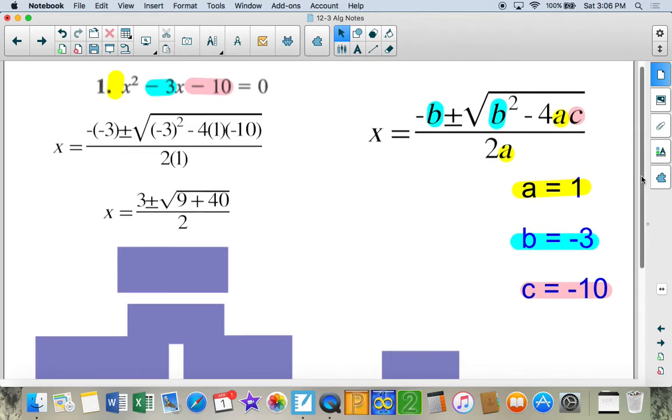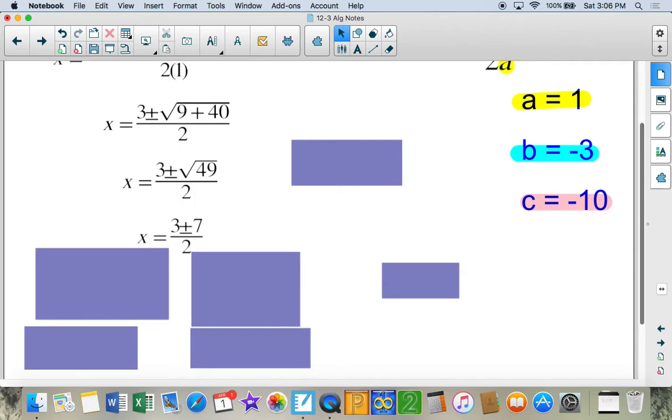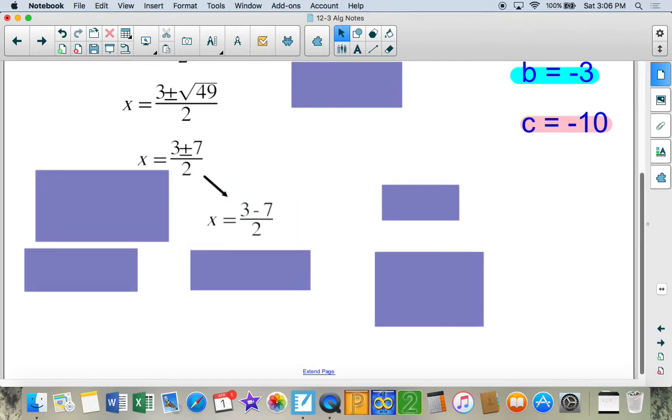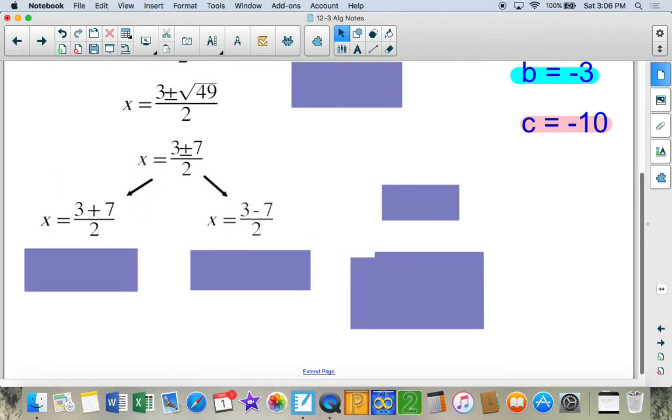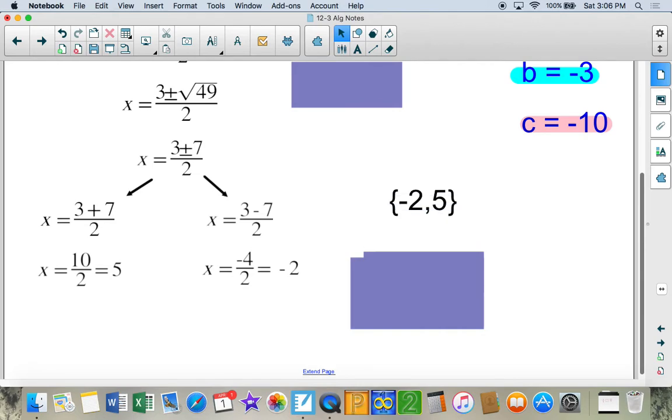We simplify inside of the radical to get the square root of 49. That's a perfect square. So we get 3 plus or minus 7 divided by 2. We have to separate those two, to the plus side of 7 and the negative side of 7. So we get 3 plus 7 over 2 and 3 minus 7 over 2. 10 over 2 reduces to 5. 3 minus 7 reduces to -4 over 2, so we get -2. So my solutions are -2 and 5.